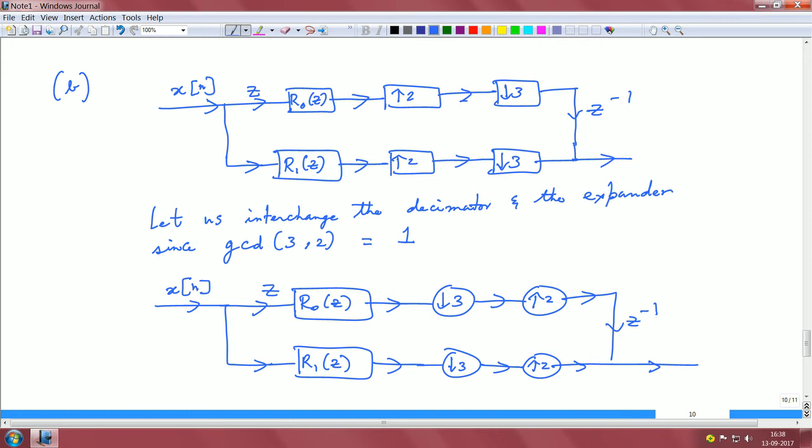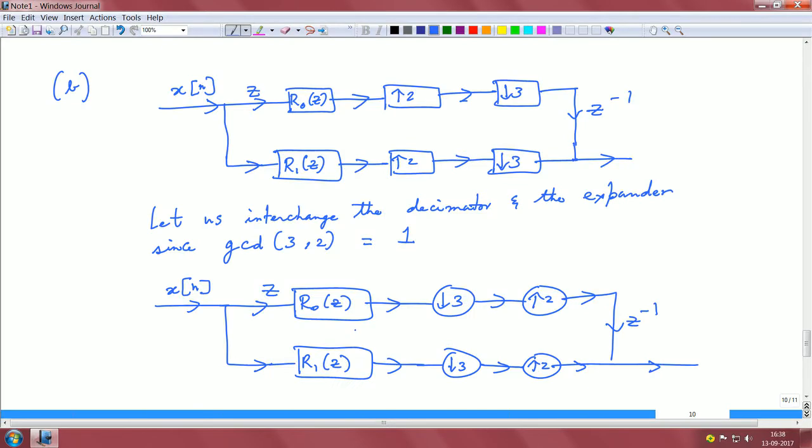Now what we have to do is, now these filters R0 and R1, though they are polyphase filters obtained from interpolation, we can do a type 1 polyphase decomposition on these filters further, because this is basically filtering followed by decimation. We will do a type 1 polyphase decomposition over R0 and R1 further.